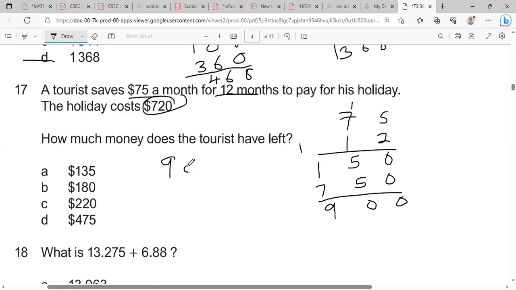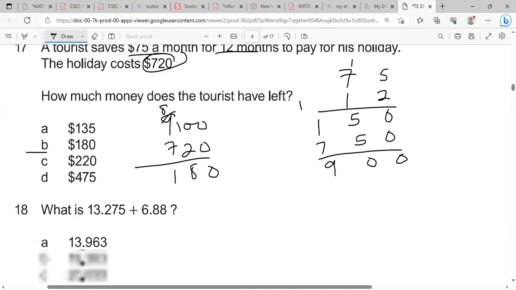So you have more than the amount. So after you take out the 720, then we know. So 0, 2, from that we can't, so we borrow 1. And then we have $180.